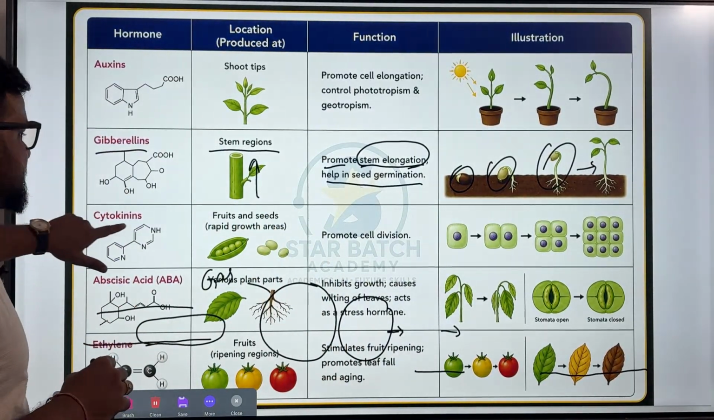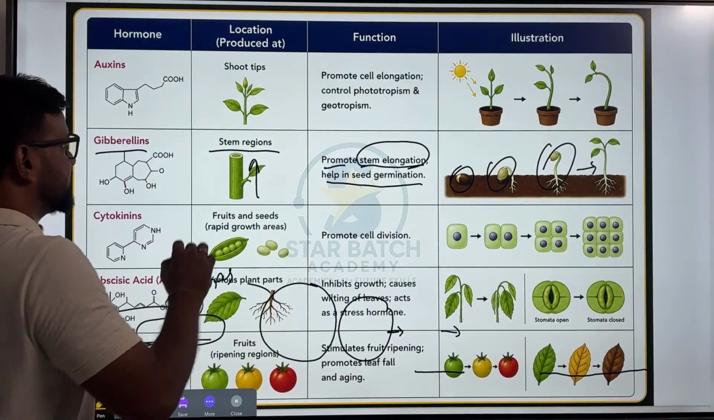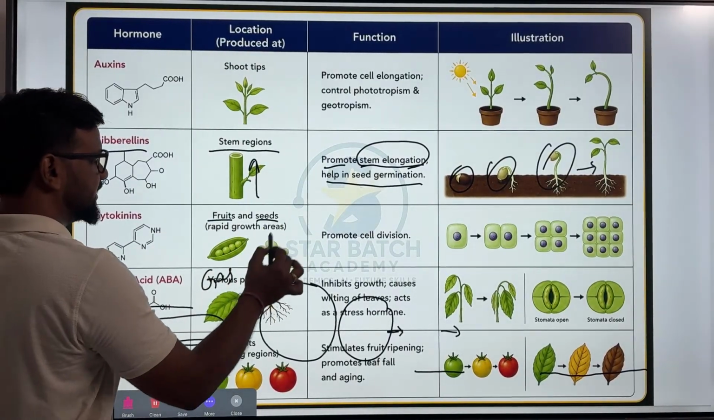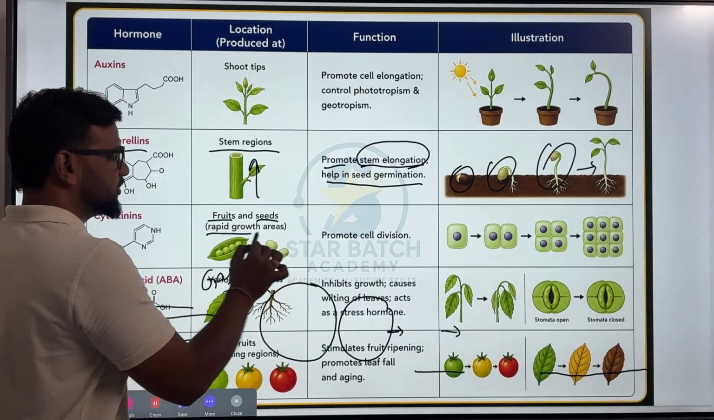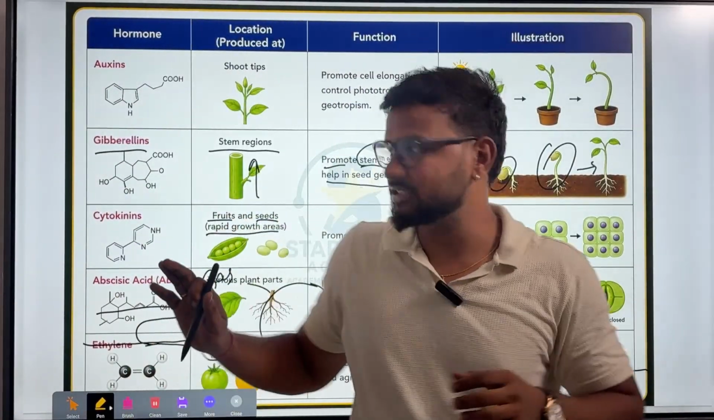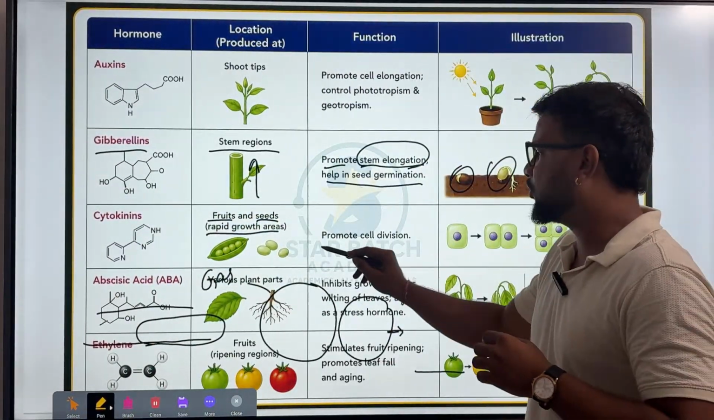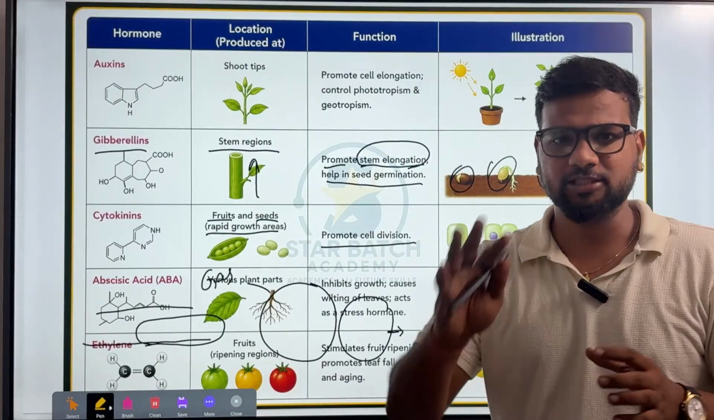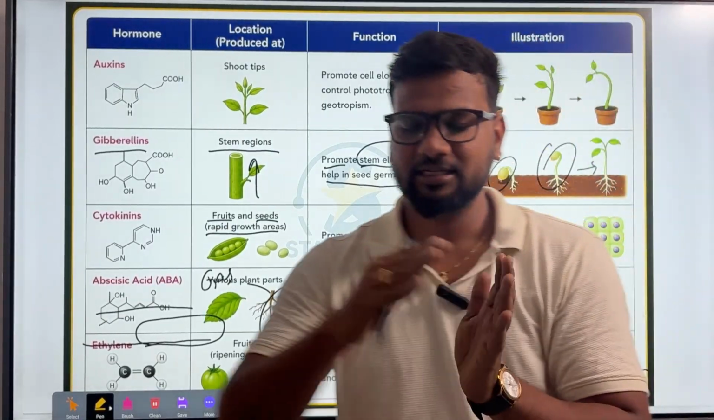Next, cytokinins. Cytokinins are located in the fruits and seeds, in the rapid growth areas. Let's look at the functions. They promote cell division.